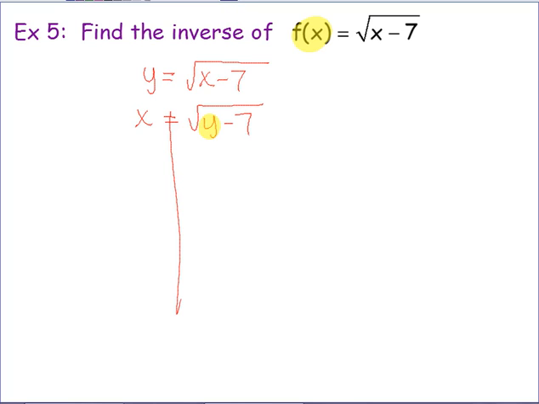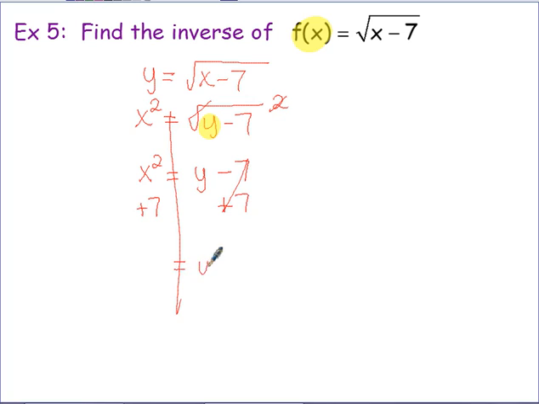So we need to get rid of that square root first. Well, the opposite of a square root is a square. So I'm going to square this side and square that side. And again, those will cancel. That leaves me with x squared, because I can't do anything else there, equals y minus 7. Now that the square root is gone, yes, we can get rid of the 7. So now how do I move the 7? I add 7 to both sides.